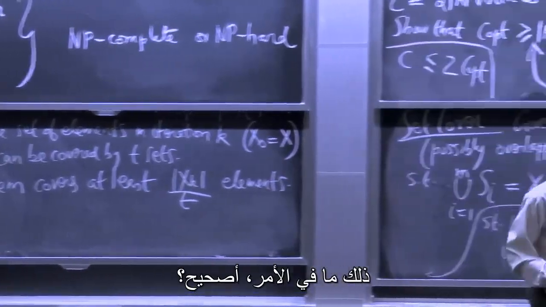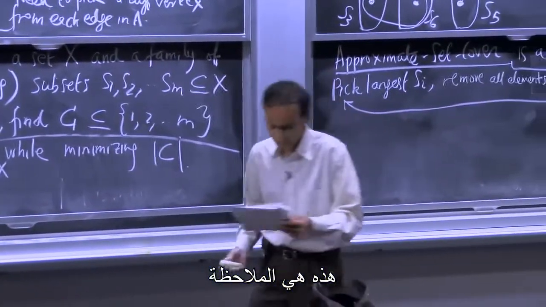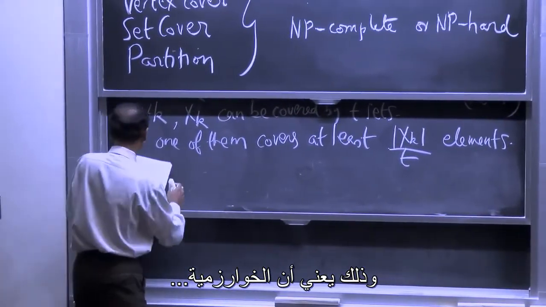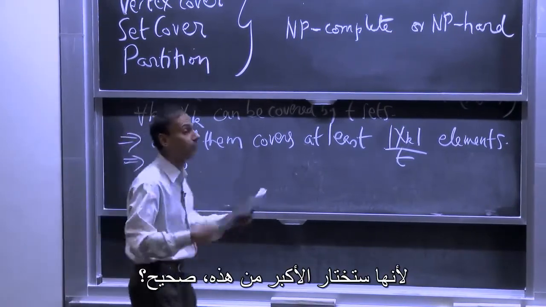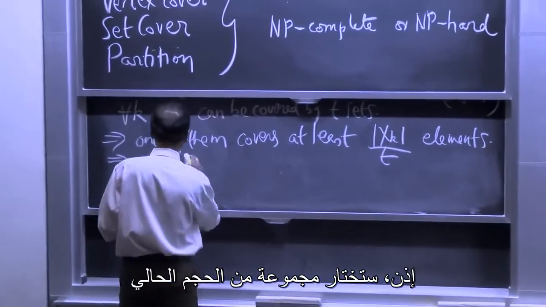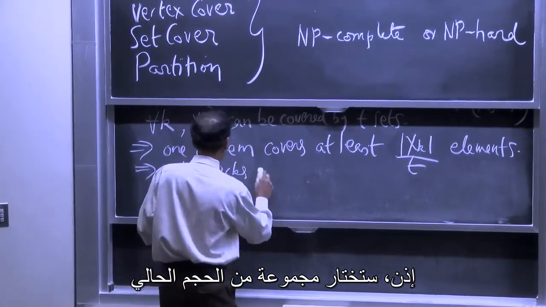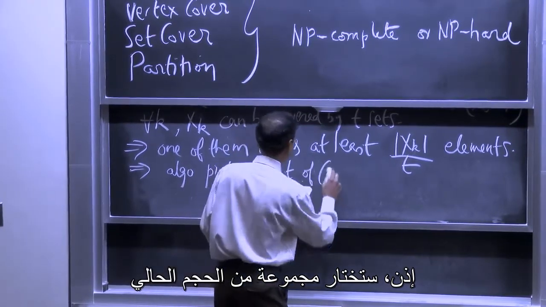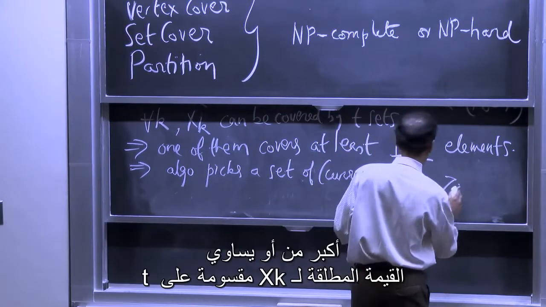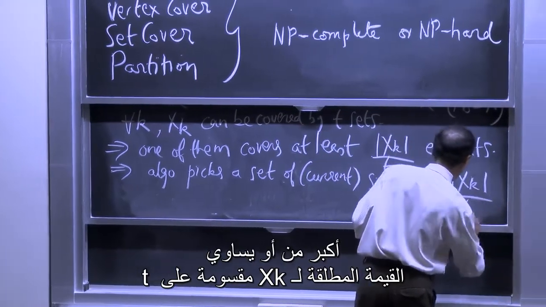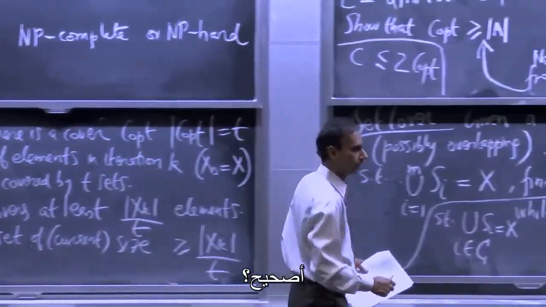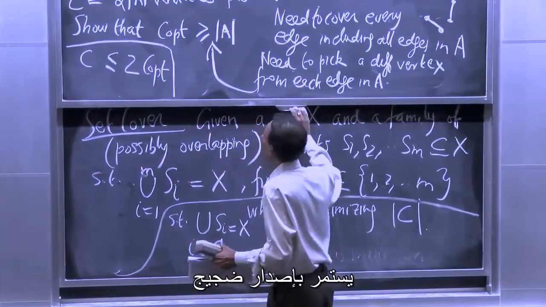So that's the observation. Now that implies that an algorithm, because it's going to pick the maximum of these, is going to pick a set of current size greater than or equal to xk divided by t. Otherwise, the algorithm would be incorrect. It's not doing what you told it to do. It's got to pick the maximum.